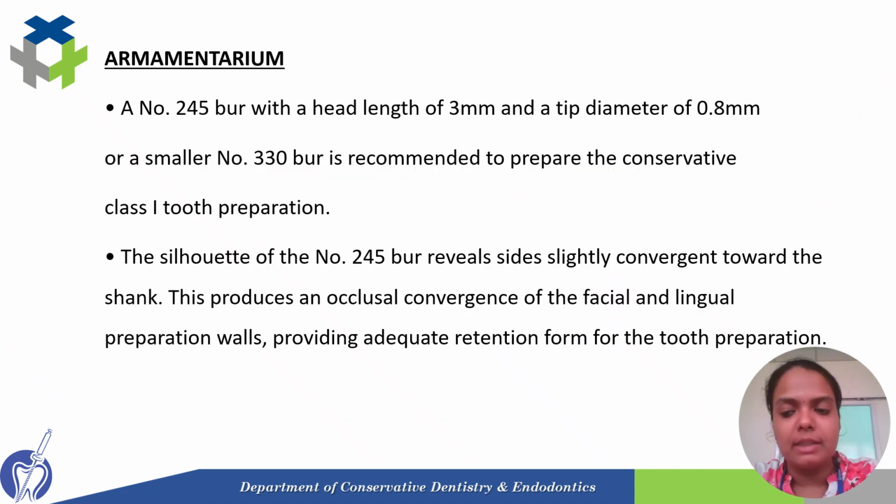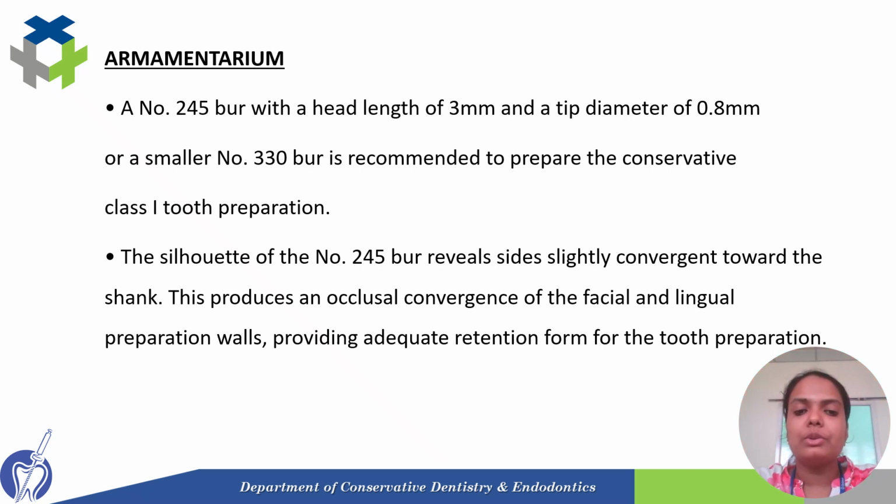The armamentarium. So what are the main burrs that we require? First one is a number 245 burr and a smaller burr, that is a number 330 burr. The 245 burr has a length of 3 millimeter and a tip diameter of 0.8 millimeter, whereas the smaller burr, the number 330 burr, is recommended to prepare a more conservative tooth preparation.